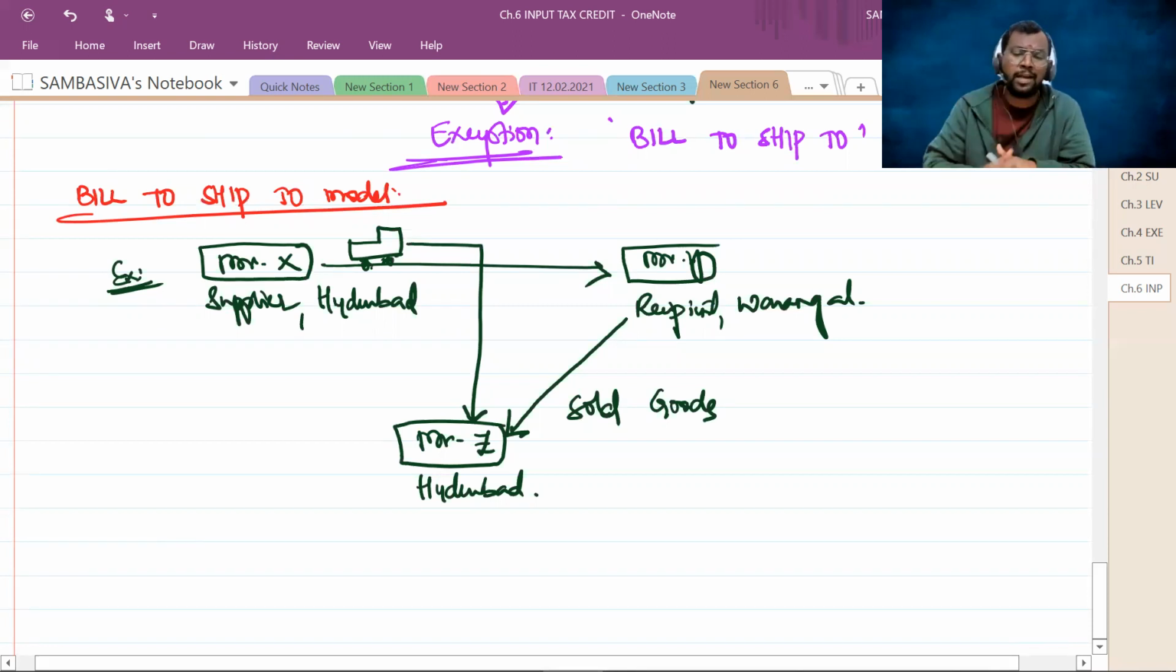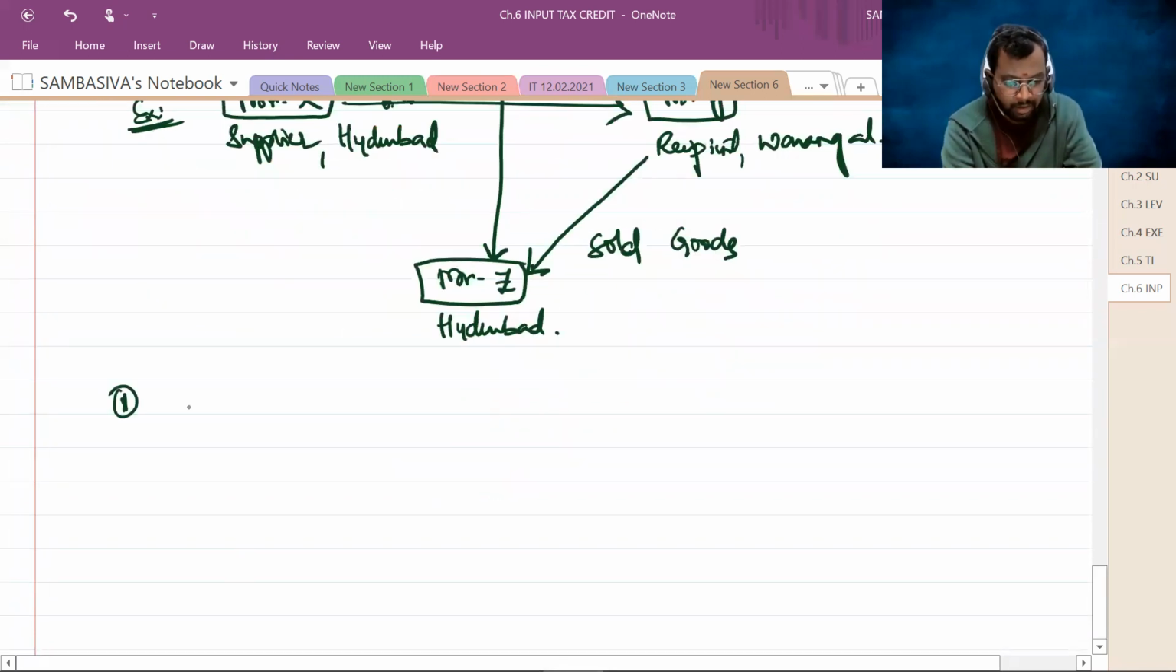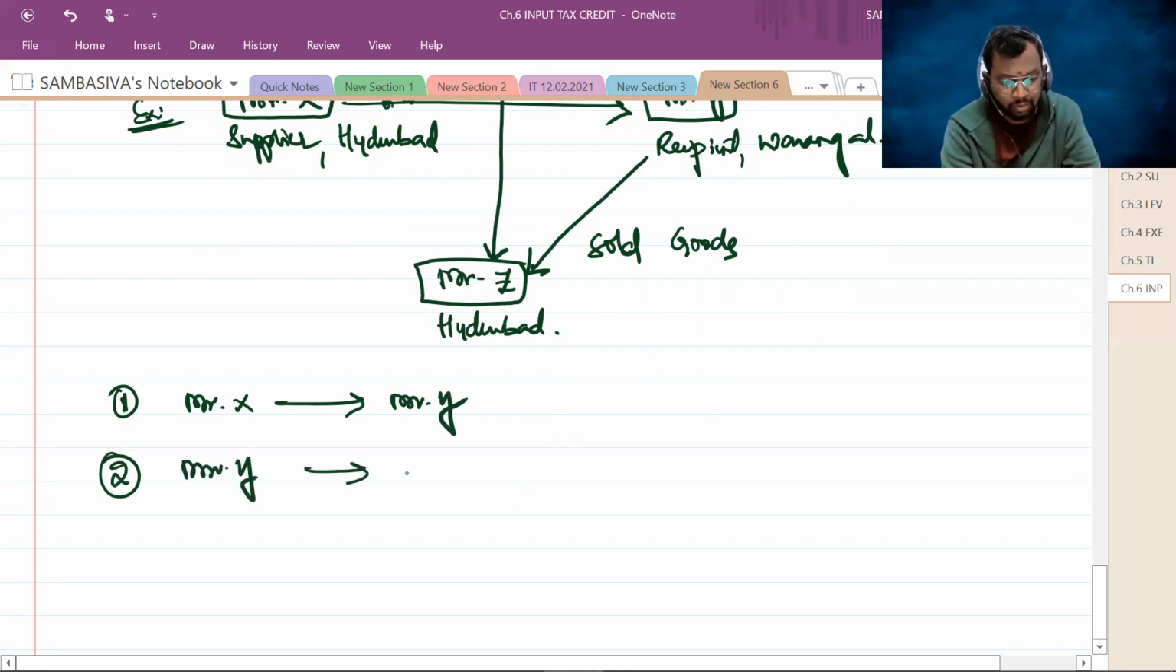So accordingly, as per the instructions from Mr. Y, Mr. X delivered the goods in the premises of Mr. Z. Now here you can see there are two transactions. Transaction number one between Mr. X to Mr. Y. Transaction number two between Mr. Y to Mr. Z. There are two transactions.